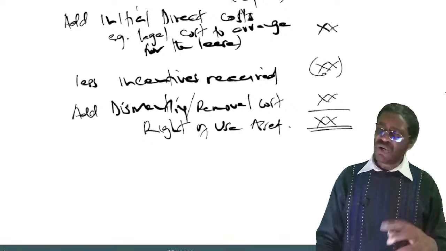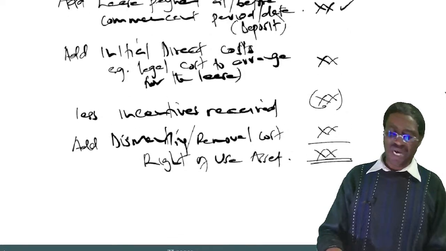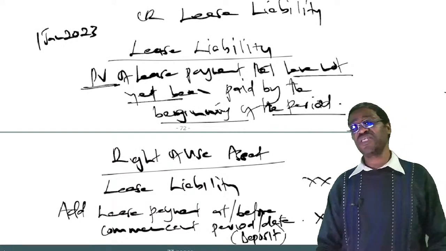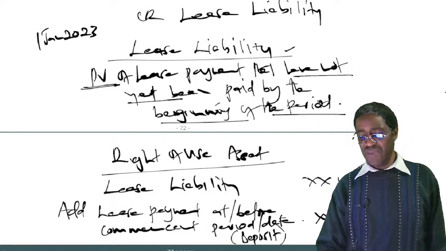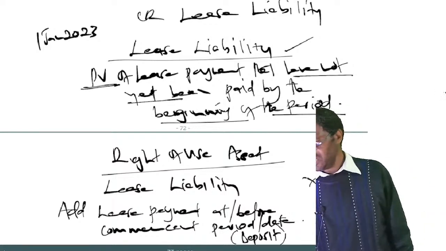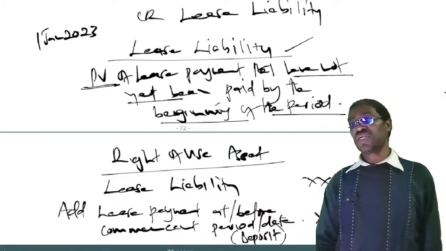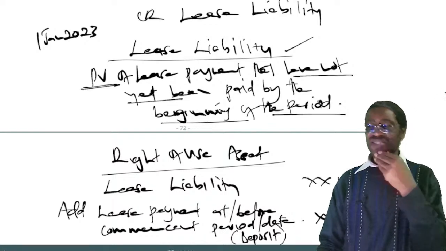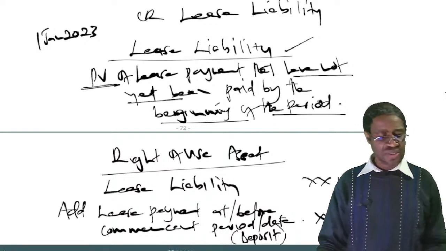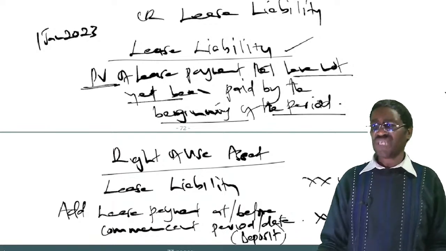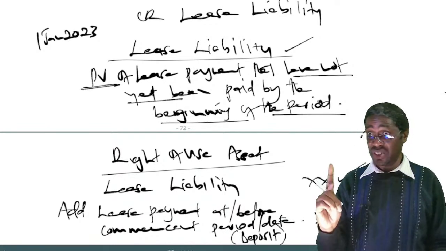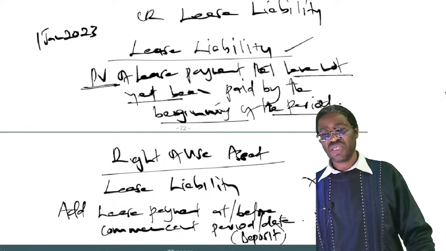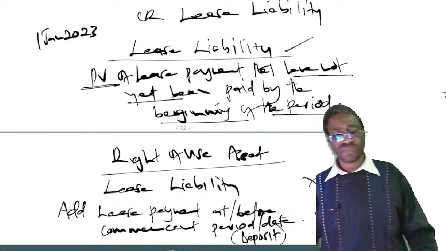Good. So before we go to an illustration, let's put down those two values. Write somewhere a subheading, lease liability. Then you say, this amount is determined as follows.